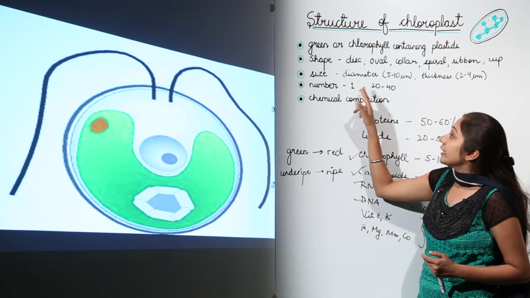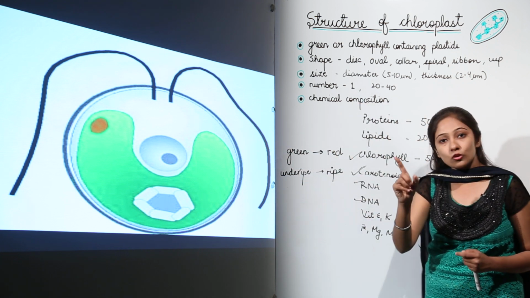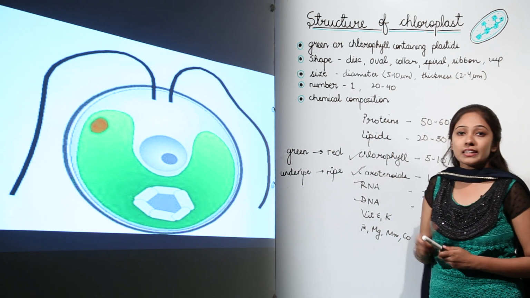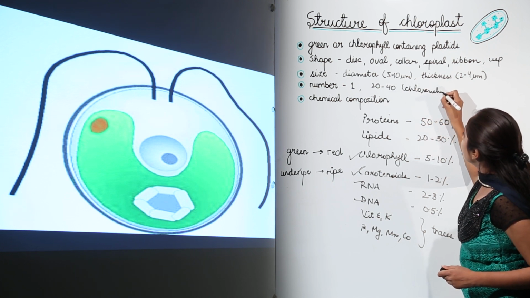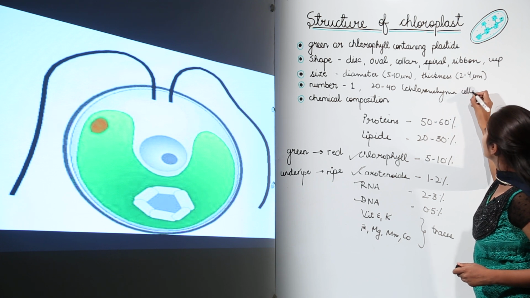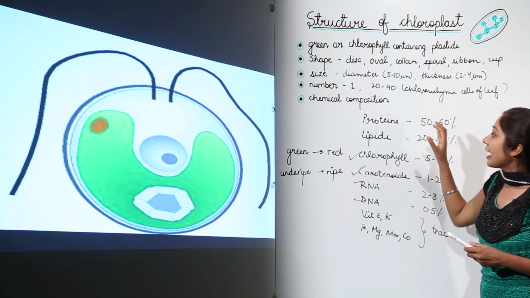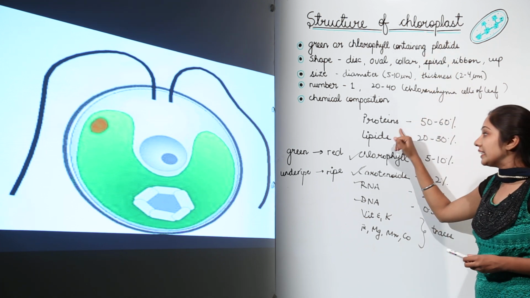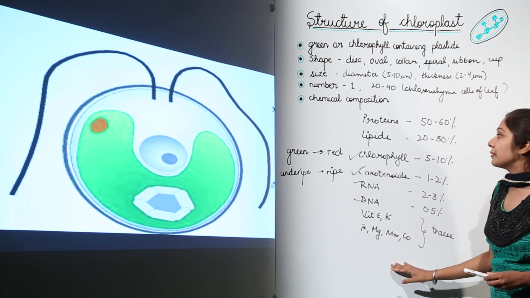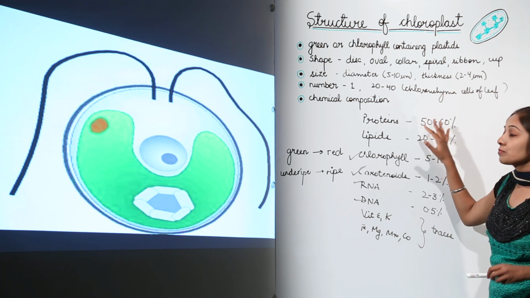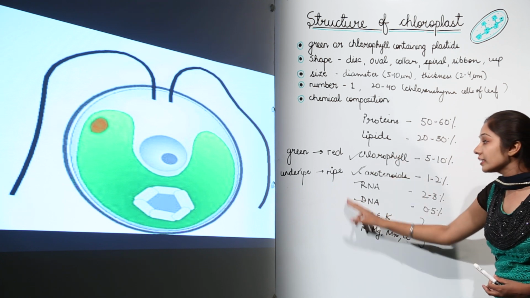And the number, as you have seen in this image, this Chlamydomonas contains only one chloroplast and 20 to 40 chloroplasts can be seen in case of chlorenchyma cells of leaf. And when we talked about the chemical composition, we said that the chloroplast has proteins, lipids, chlorophyll, carotenoids, RNA, DNA, vitamins and these elements. Proteins are found in much larger amount. There is more percentage of proteins and lipids as compared to other components, okay.